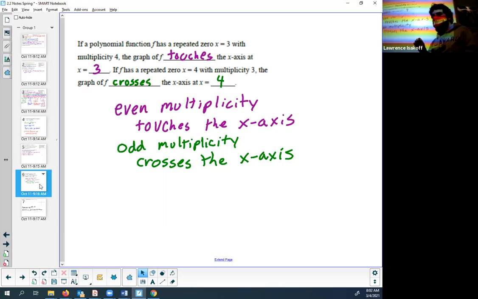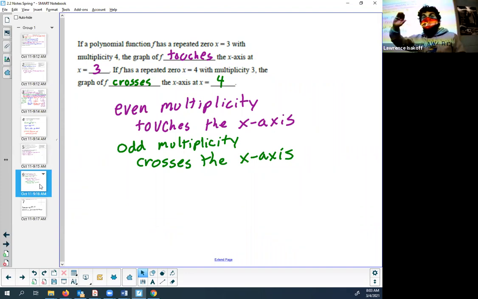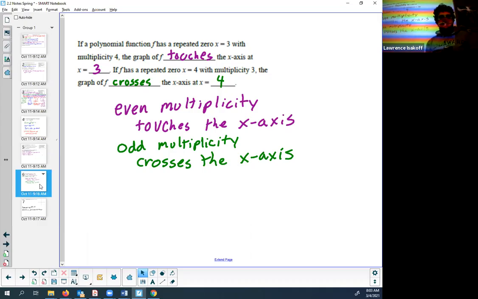So even multiplicity will just come down, touch the x-axis, and pop right back up. In odd multiplicity, you may see it level out at the axis, or you may see it just cut straight through, but it will cut through the x-axis. It will cross it. Okay, so let's look at this visually.